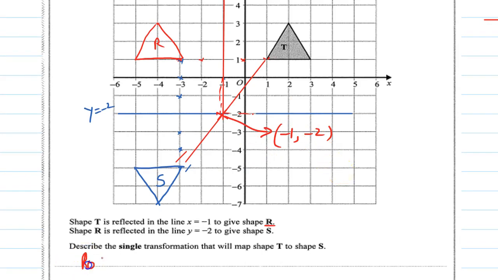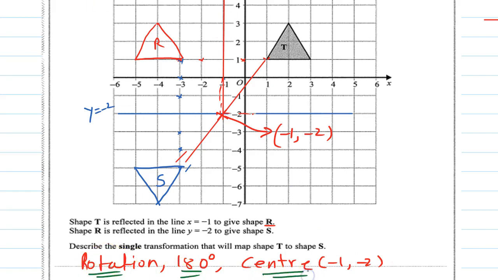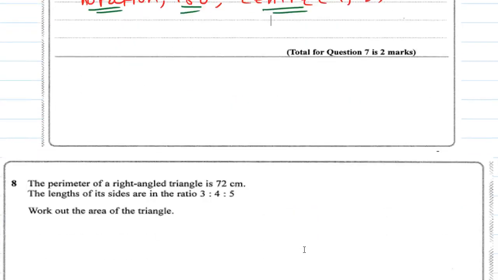So let's write down here: rotation 180 degrees, and the center point will be -1 and -2. Make sure in the exam you must write all these three things to get full marks. Yes, rotation, angle, and center.